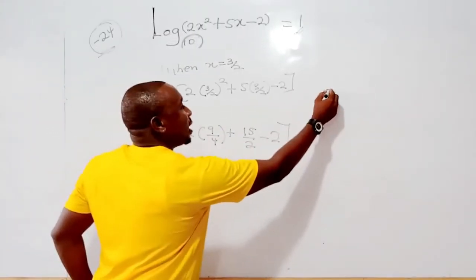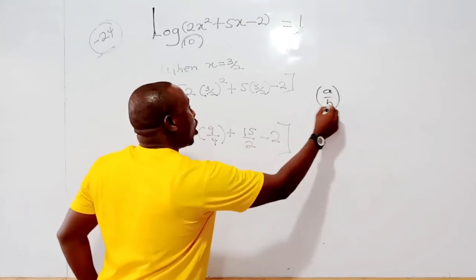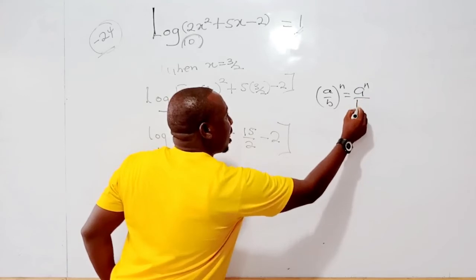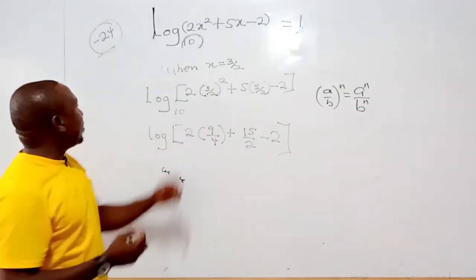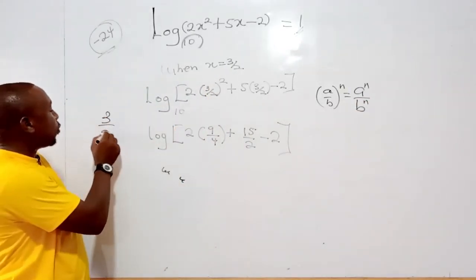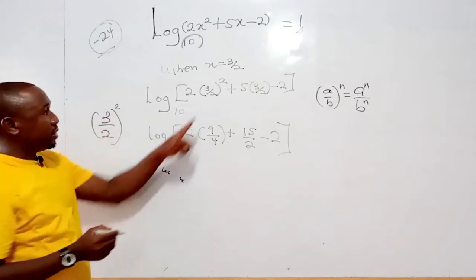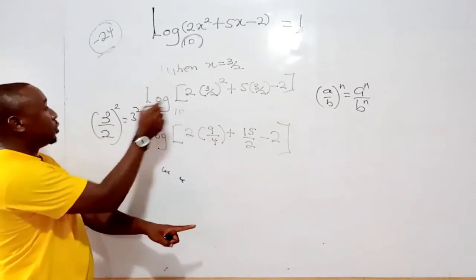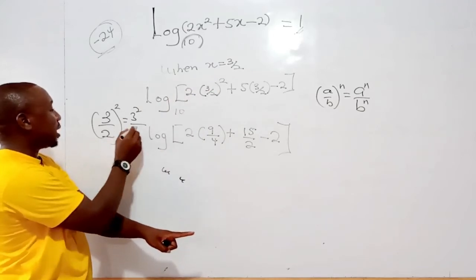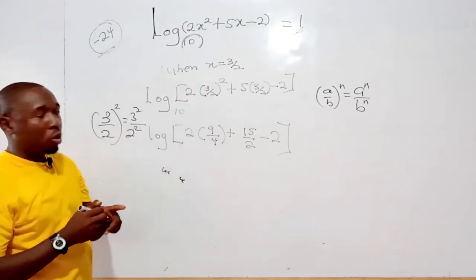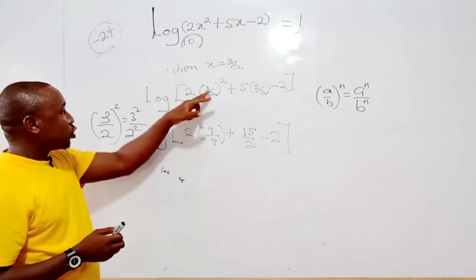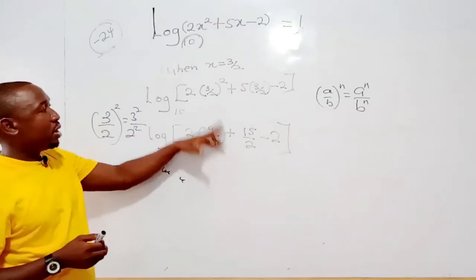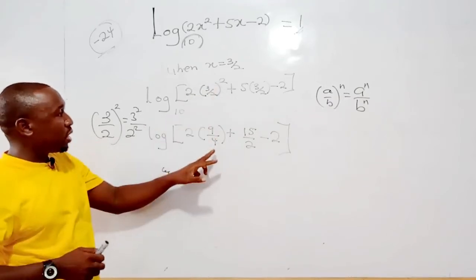That if you have a out of b all to the power n, this is equal to a to the power n and then b to the power n. That means if you have 3 out of 2 all squared here, it is the same as the 3 will take the power and the 2 will also take the power, making it 9 out of 4. So this is what happened here by moving from this level to this level. The 3 squared is 9, and then the 2 squared is 4.